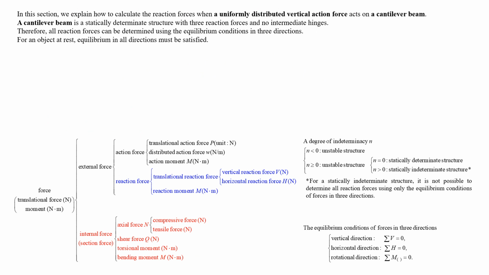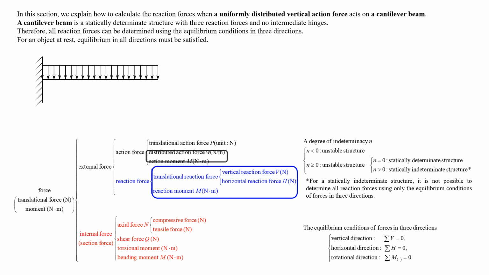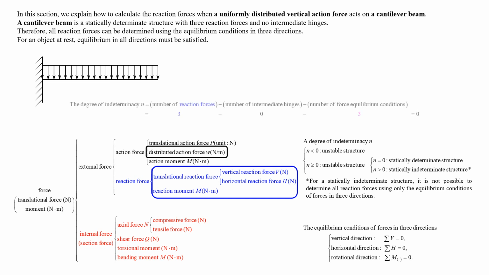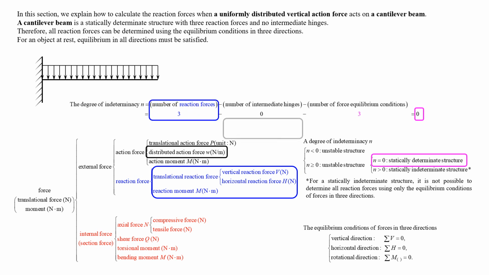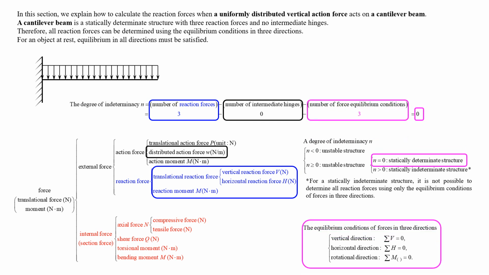In this section, we explain how to calculate the reaction forces when a uniformly distributed vertical action force acts on a cantilever beam. A cantilever beam is a statically determinate structure with 3 reaction forces and no intermediate hinges. Therefore, all reaction forces can be determined using the equilibrium conditions in 3 directions. For an object at rest, equilibrium in all directions must be satisfied.